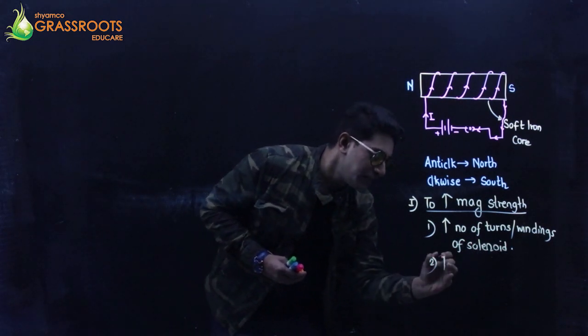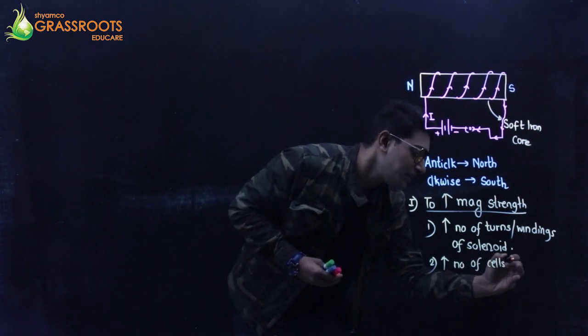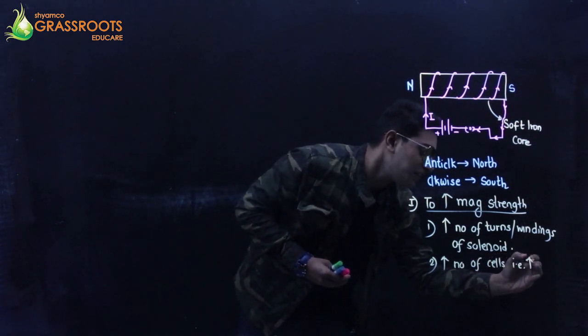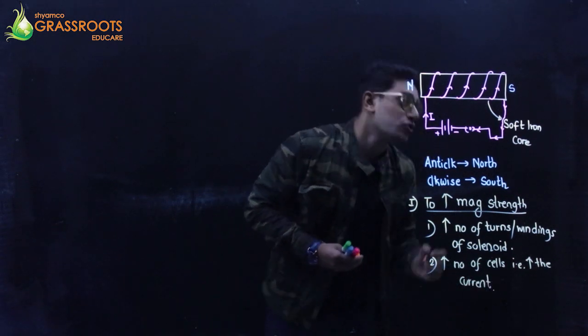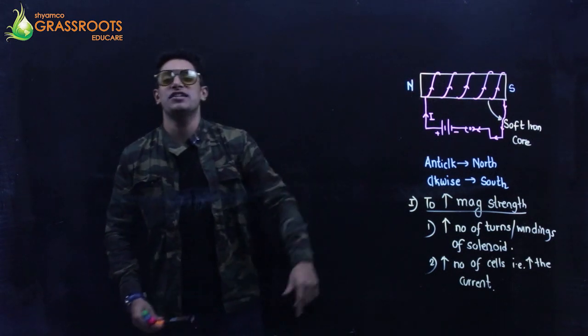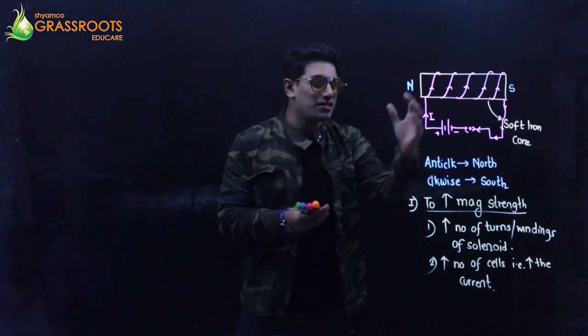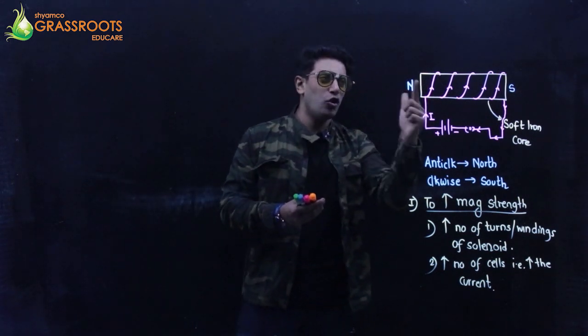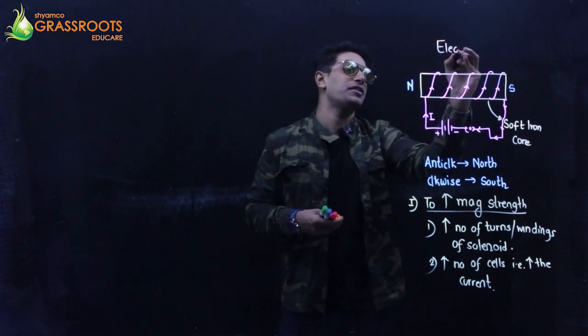Second, increase the number of cells. That is, can I say increase the current? The more the current, the stronger the magnet. And the more the number of windings, the stronger the magnet. Right? So these are the two ways of increasing the magnetic strength of this electromagnet, which is a temporary magnet.